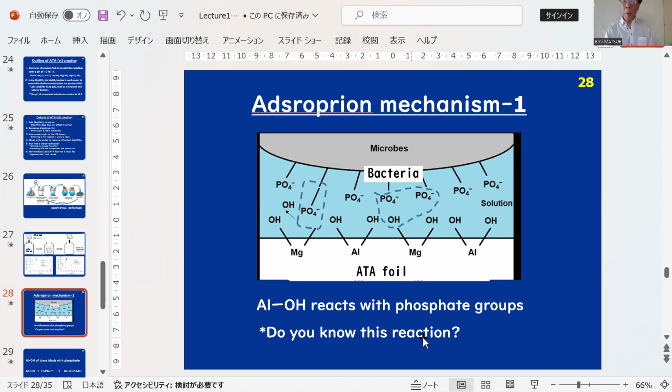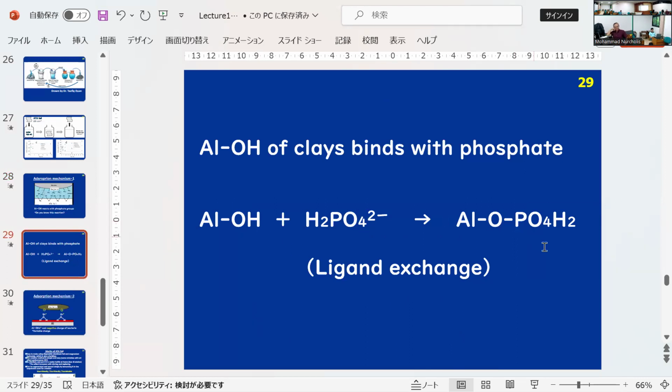Do you know this reaction? Yes or no? Please say, students. Do you know this reaction? Yes. Do you need any explanation? Yes, you studied it from the professor. Yes, LOH, phosphate, from clays. This is a very famous reaction.